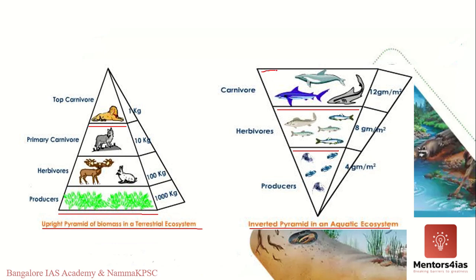Please remember this. Terrestrial ecosystem, pyramid of biomass upright. Aquatic ecosystem, pyramid of biomass inverted, because whales and sharks will have greater weight in total when compared to the total weight of phytoplankton in an aquatic ecosystem. And unlike the pyramid of numbers, the orientation of the pyramids will not change. Also, please remember, when it comes to biomass, the unit for measuring is grams per meter square or kgs per meter square.